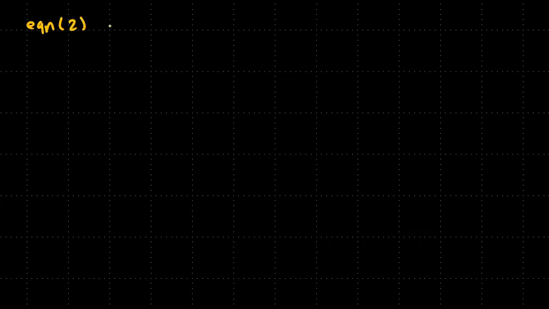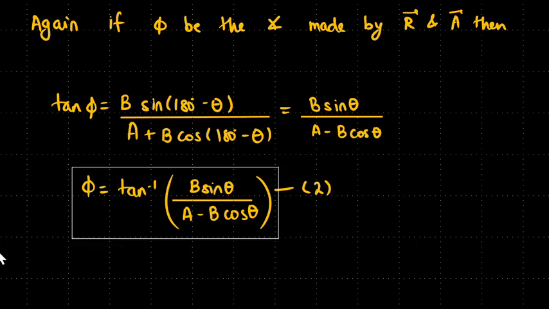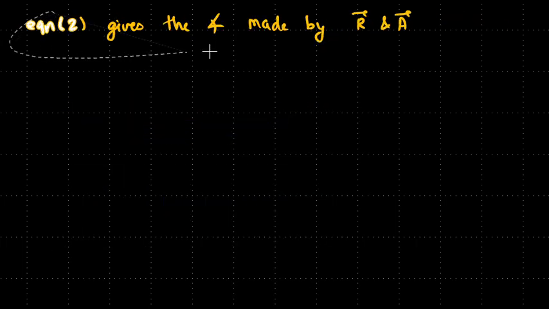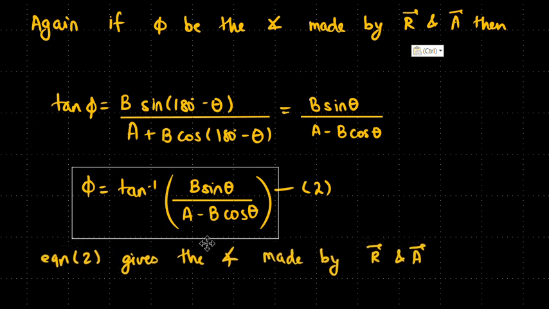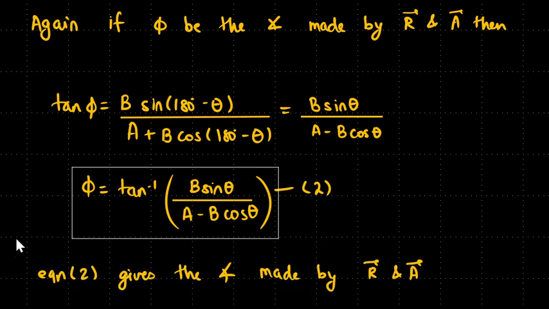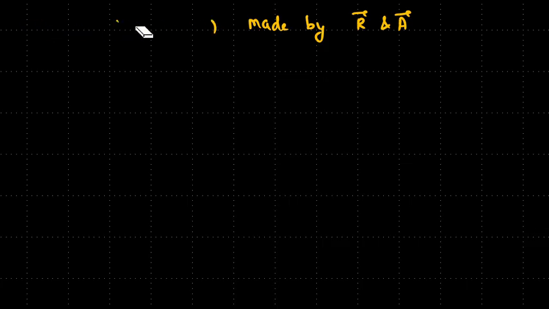So equation 2 gives the angle made by vector r and vector a. So this is what the angle is made. So if we know this angle, so I'm actually going to keep it over there. So if we know the angle, we can definitely find the direction of vector r with respect to vector a, and we are assuming that we know the direction made by vector a. So now that's basically subtraction of vectors, but let's talk about a few notes.